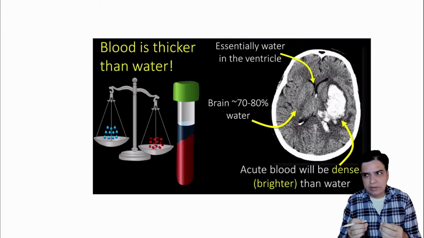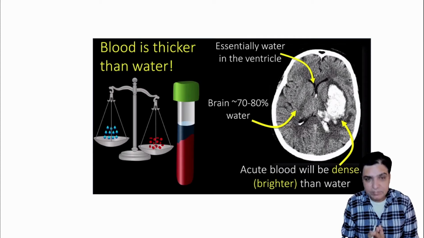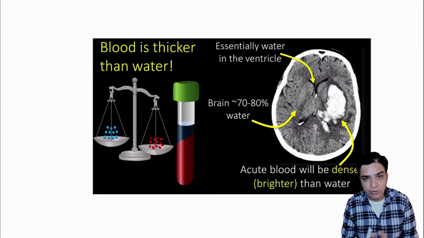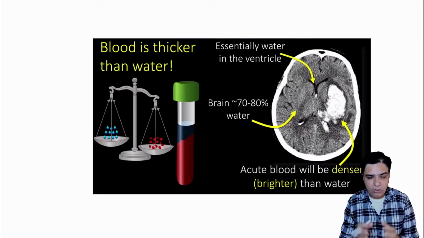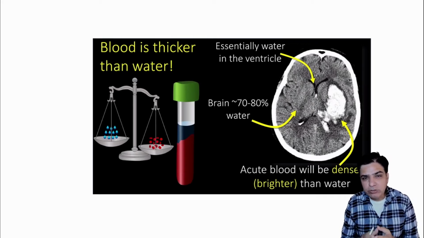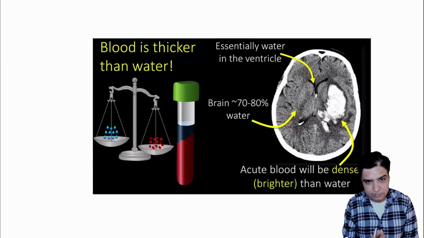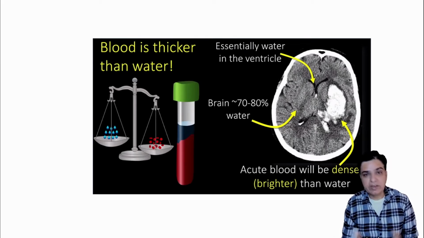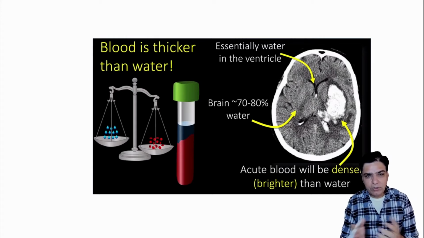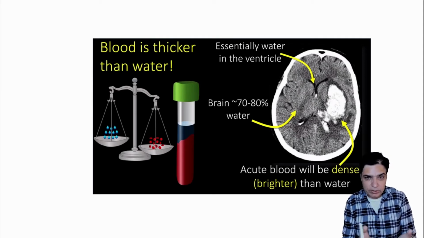Now, there is a common proverbial saying, they say blood is thicker than water. And that's quite true, especially in neuroradiology as well. Normally, water, which has a specific gravity of 1, is usually shown up as a black image on a CT of the brain. The brain is almost 70-80% composed of water. So where would you see water? In other words, it will be in the form of CSF.